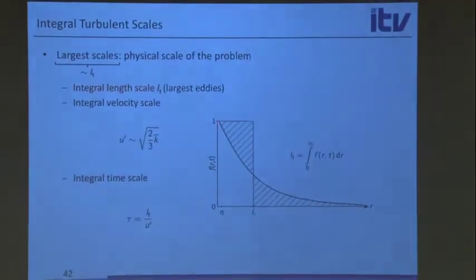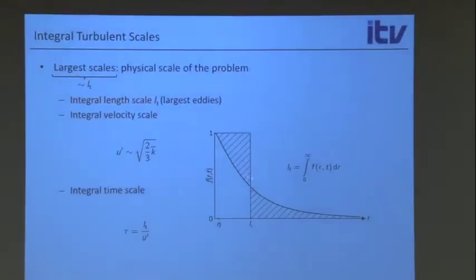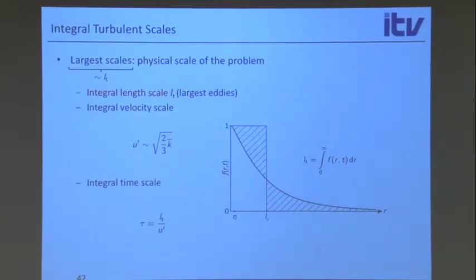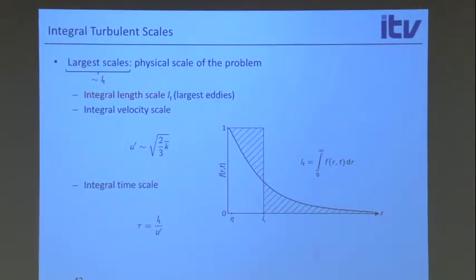From this we can define a length scale. You could say, well, this is 0.5, and that's what I call my turbulent scale. What we do here is take the integral of this function, or the area under the curve. I take the whole area and make it a square, and that gives me my length scale. We say this is the length over which the turbulence is correlated. That would give you the size of the largest eddies you have.